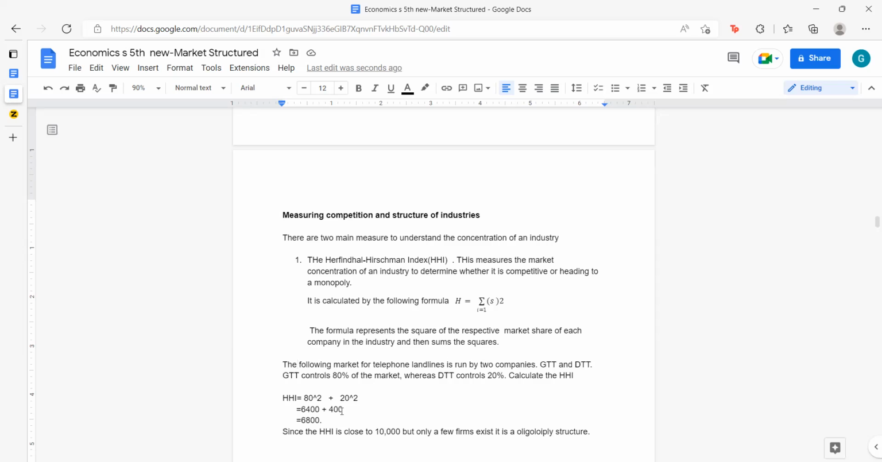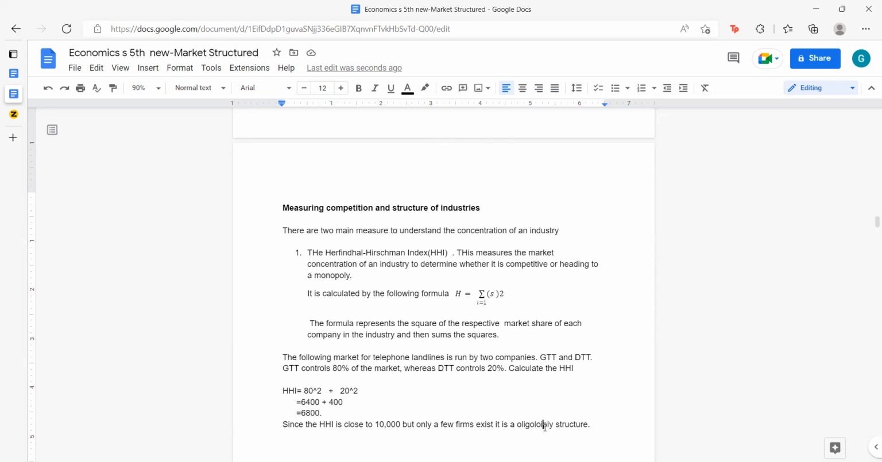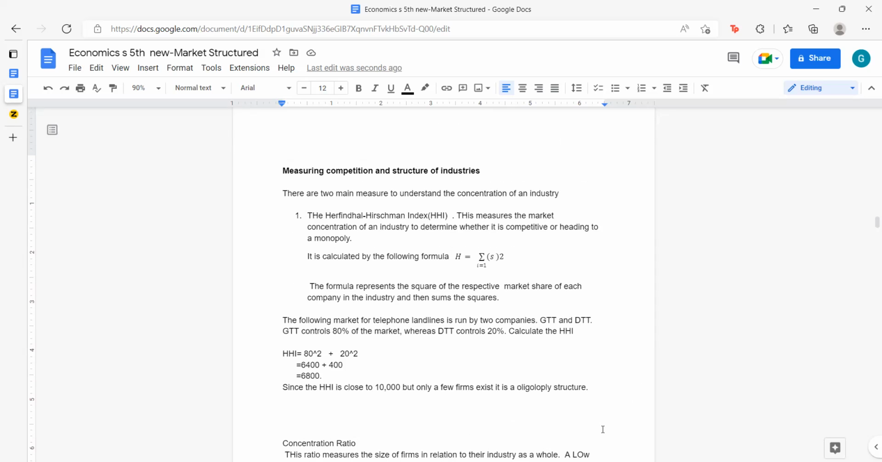So how do we know if this industry is a monopoly or not? Or how do we measure the level of competition? The closer the HHI is to 10,000, the closer it is to a monopoly. 10,000 is a monopoly because a monopoly would control 100% market share, and 100 by 100 is 10,000. So 10,000 is monopoly. Anything high like this here means it is an oligopoly with, well, in this case, only two firms.